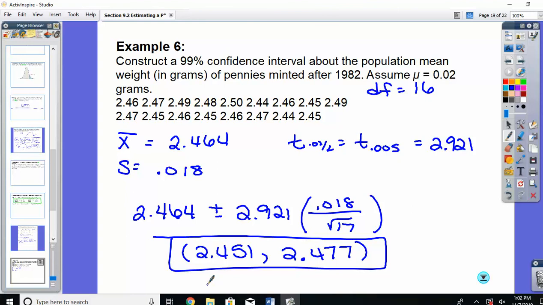You did 2.46, not 2.464. Is that what I thought it was? Yeah. Yes, ma'am.